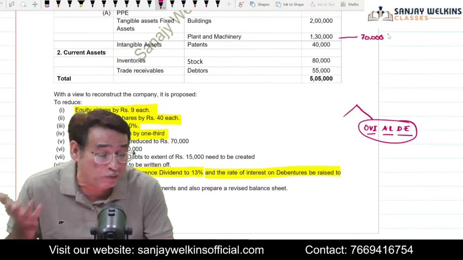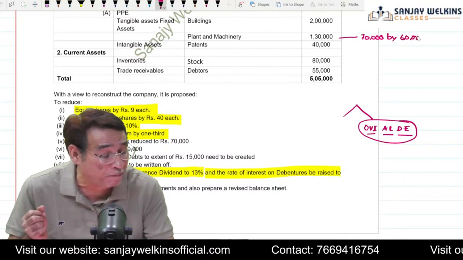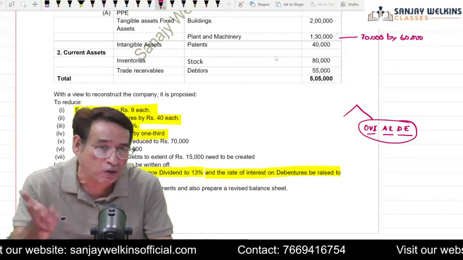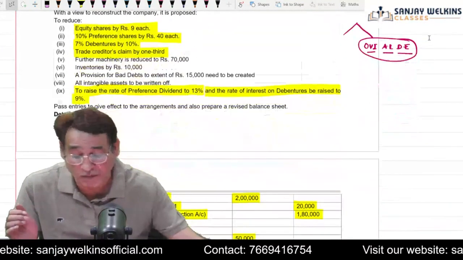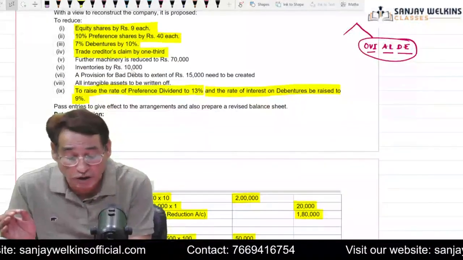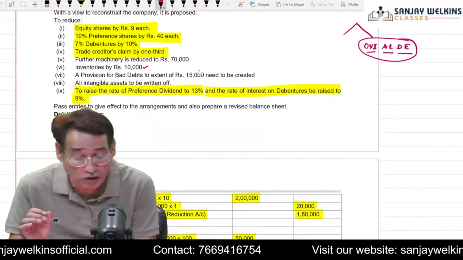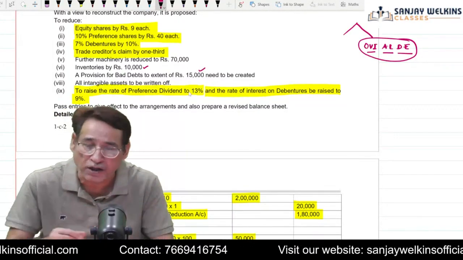So by how much should we reduce it? We should reduce it by rupees 60,000. So directly or indirectly, it means machinery is overvalued. So we have to bring it down by 60,000. Similarly, the question says to reduce inventory by 10,000, so we will reduce the inventory by 10,000. The question also says to create a provision of 15,000. We are going to create a provision.